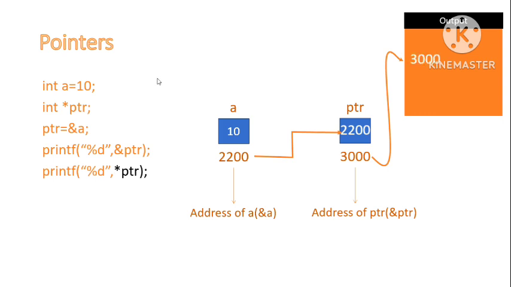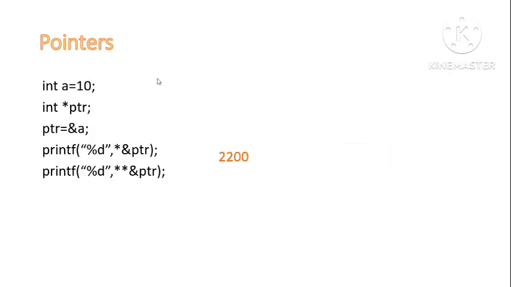Now the next is when you use star PTR. Star PTR means you see what is the value inside PTR. Try to evaluate from left to right. Inside PTR you have the address 2200. So star of 2200 means the value on the address 2200, which is actually 10. Now you will get the value 10. So that's the output. We'll go to the next example.